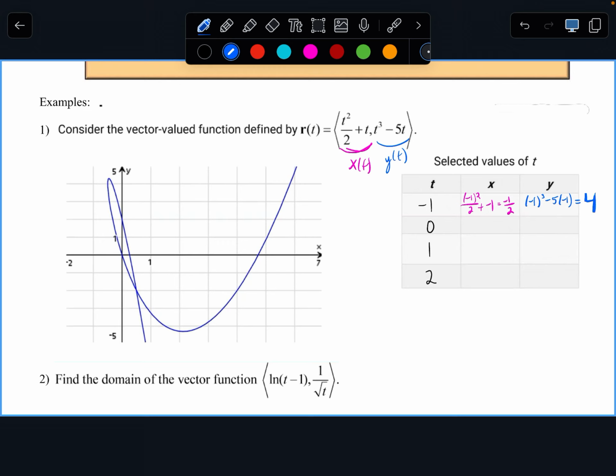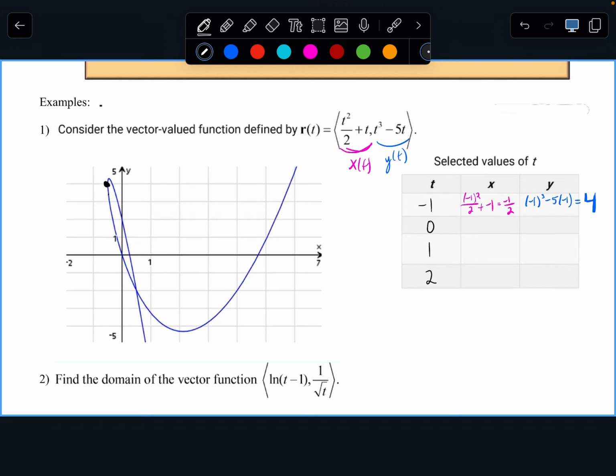You don't need to show it plugging in. You guys can do that in your head. But this first point here, -1/2, comma 4, looks right about here. Oh, wait. Hold on. 1, 2, 3. Yeah, that's right there. So that's where you're starting.